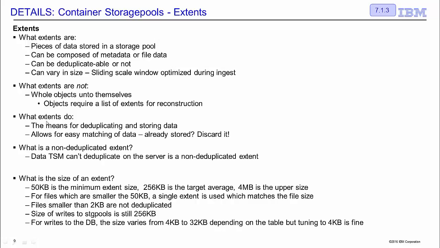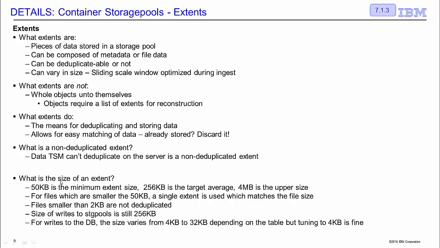The extents give Spectrum Protect the ability for deduplicating and storing data, and so it easily allows us to match previously deduplicated portions so that we don't have to constantly restore that data. There are extents that will be non-deduplicated. This would include things perhaps that were encrypted on the client side, and therefore we could not deduplicate them.